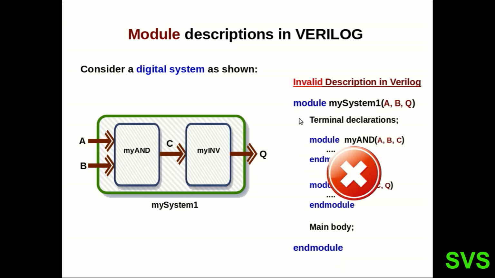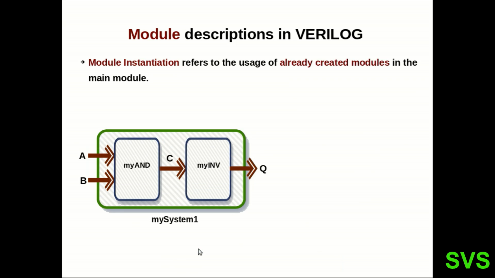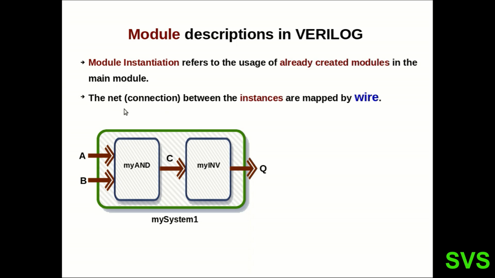So in order to realize this kind of involved module, we use module instantiation, a process wherein the inner modules we'll be using are already created separately, and then the connection between them will be mapped as a wire. So in case we are defining the main module my system 1, apart from the terminals A, B and Q, we need to define the connecting terminal C as a wire as well. So let's see an example.